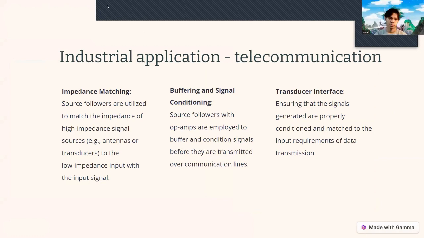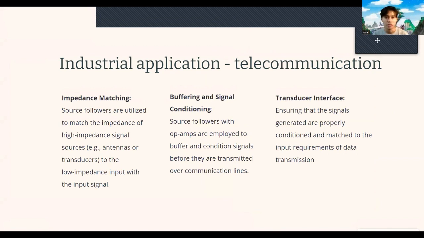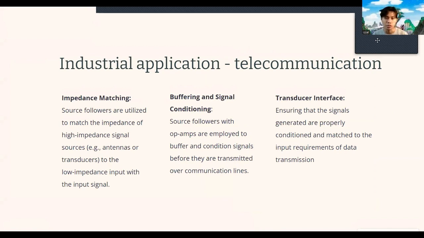So I will proceed with the presentation on the industrial application for operational amplifier source follower in the telecommunication industry. First one is impedance matching. Source followers are utilized to match the impedance of high impedance signal sources, for example, antenna or transducer, to the low impedance input of communication equipment, such as receiver or transceiver. This impedance matching ensures efficient power transfer and minimizes signal reflection, optimizing signal reception and transmission.